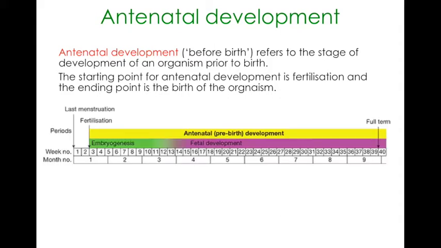And that takes a period of about 40 weeks, starting with the last menstruation of the female, all the way to the fertilization, and then working its way towards a full term, which sits at about 40 weeks, or just a little bit shy of 9 months.